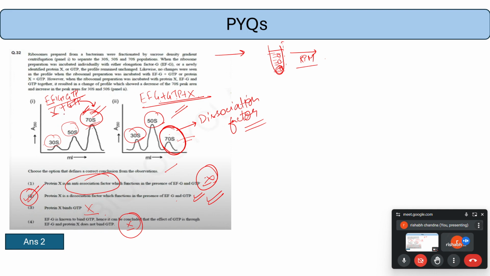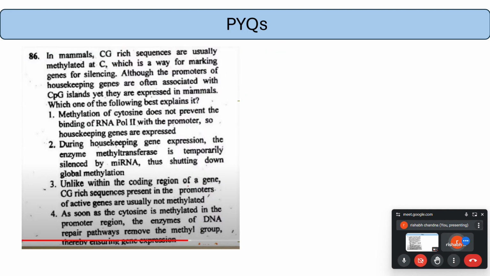Now moving on to the next question. In mammals, CG-rich sequences are usually methylated at C. Okay, so they are talking about the CpG islands. In this, the C is methylated. Although the promoters of housekeeping genes are often associated with CpG islands, yet they are expressed in mammals. Which one of the following best explains it?